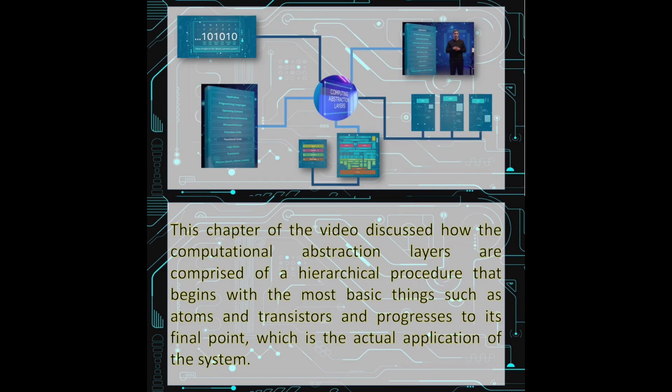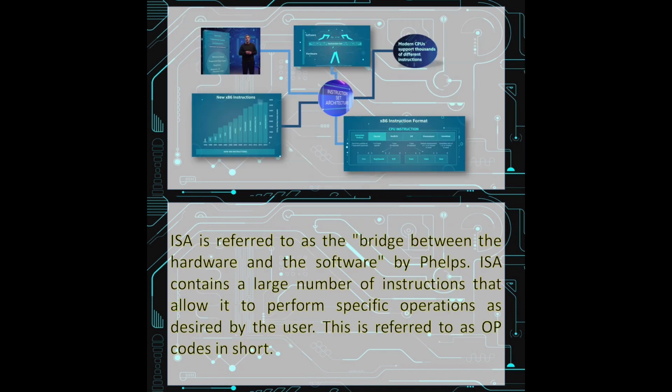This chapter of the video discussed how the computational instruction layers are comprised of a hierarchical procedure that begins with the most basic things, such as atoms and transistors, and progresses to its final point, which is the actual application of the system. Instruction set architecture is referred to as the bridge between the hardware and the software by Phelps. ISA contains a large number of instructions that allow it to perform specific operations as desired by the user. These are referred to as operational codes, or opcodes in short.